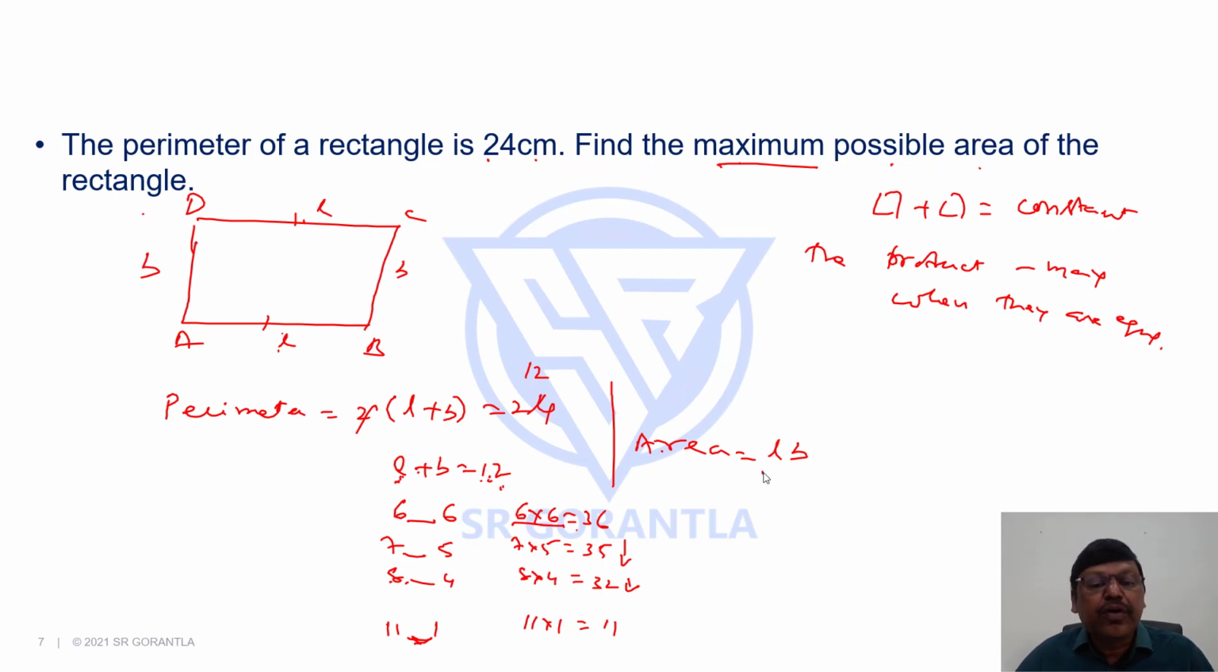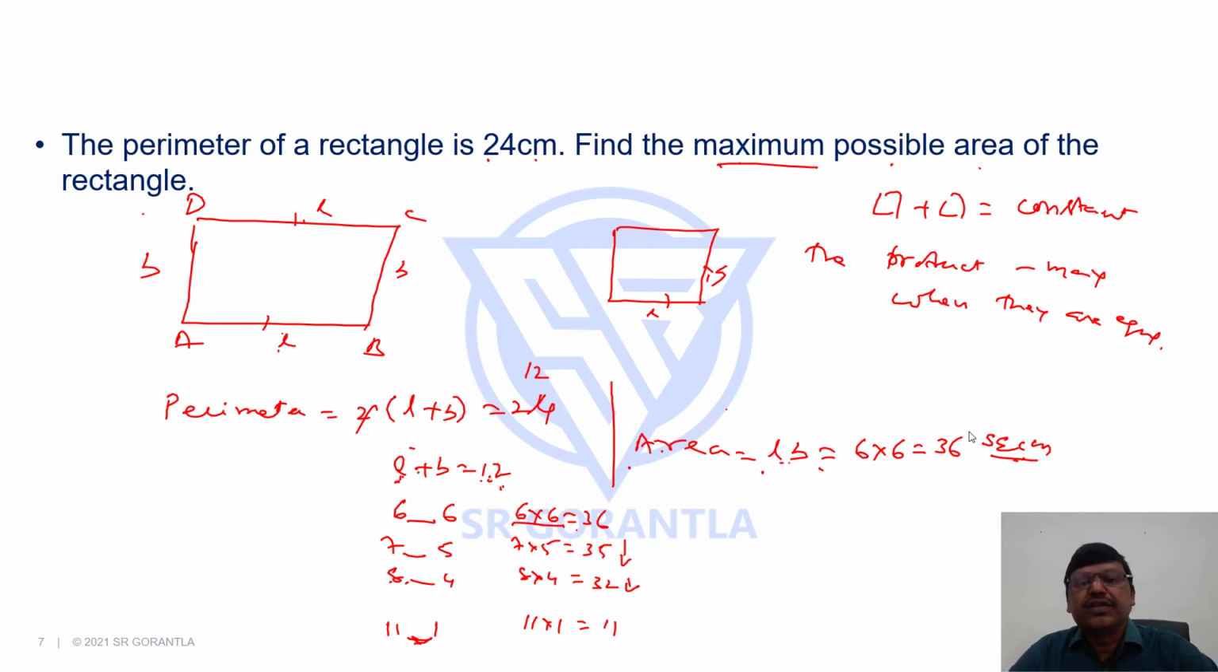Here area is the product of length and breadth. This can be maximum when they are equal. If length and breadth are equal, that particular rectangle becomes a square. We discussed that a square is also a rectangle where length and breadth are equal. So the area can be maximum and each of them is 6. 6 into 6, 36 square centimeters. Right? In the next session, we will discuss the concepts of circles.